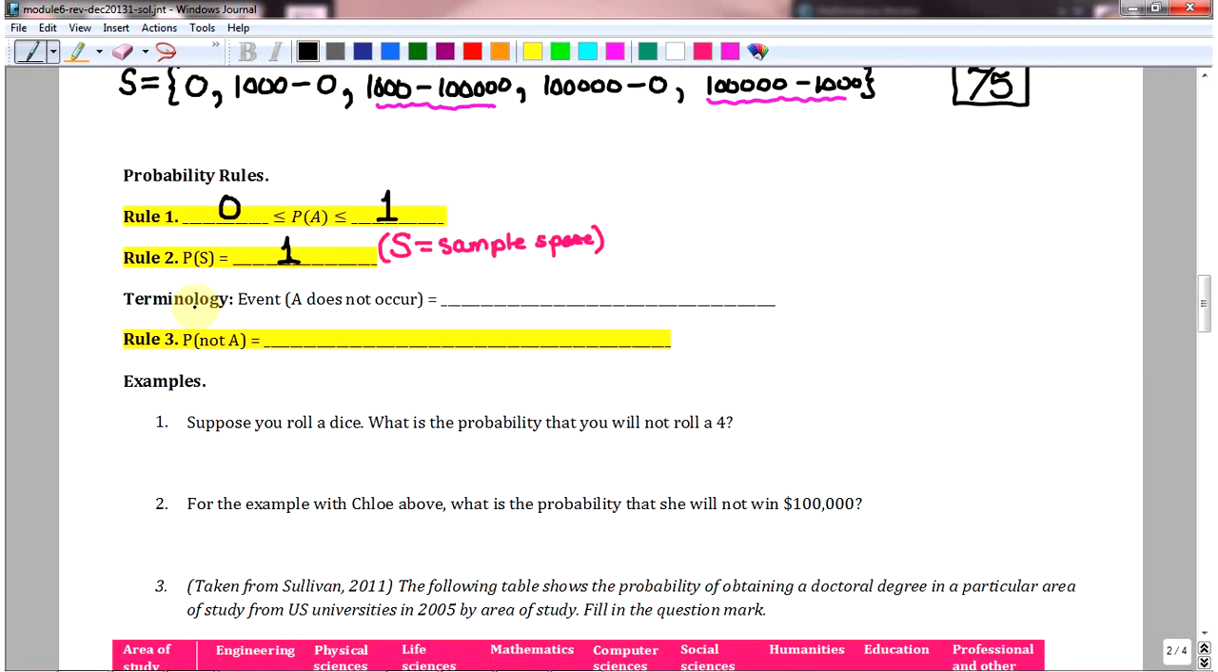Okay, next, some terminology that you need to be familiar with. If we have the event that A does not occur, that's called the complement of A. That's everything without A. So the probability of not A is going to be 1 minus the probability of A. Let's look at some examples of this.